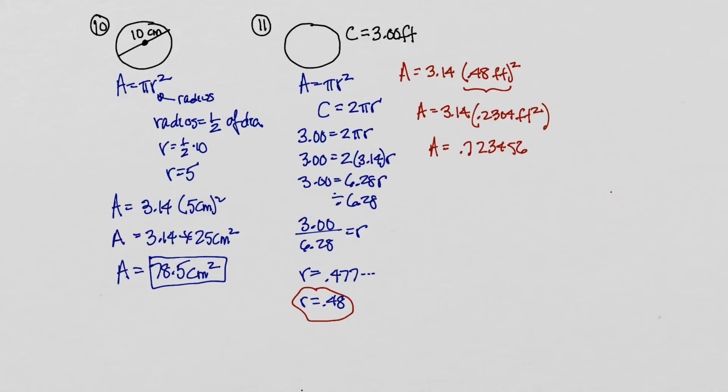0.72346. Oh, that's an interesting number, isn't it? Look at that, I like that. 2, 3, 4, 5, 6 square feet. But the book tells us just to round to 2 decimal places. So here's our 2 decimal places. That number 3 is below 5, so I'm just going to drop it. So all those will get dropped. So we'll write our area here as 0.72 square feet.